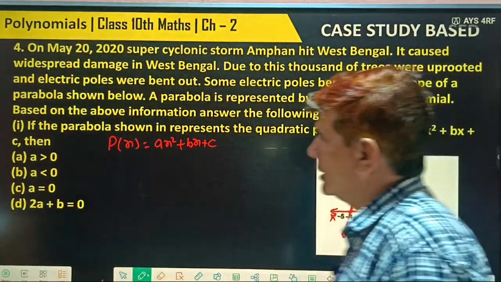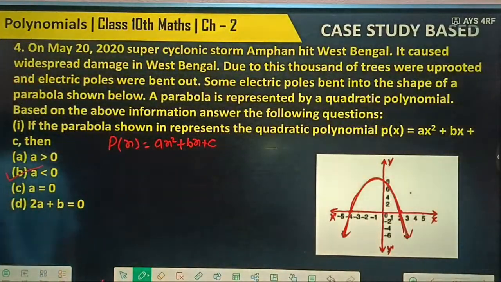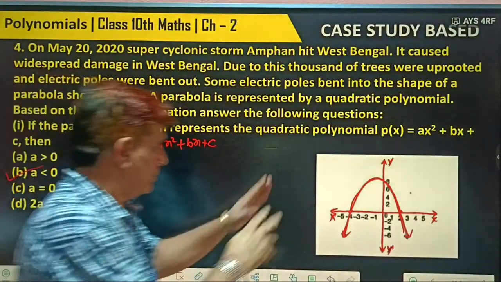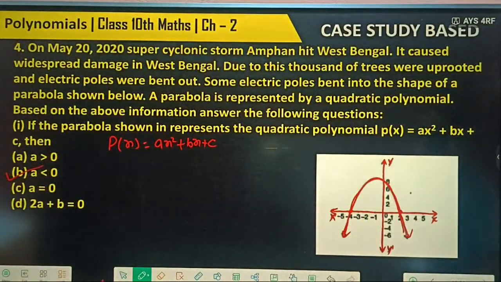So definitely a is less than 0. So what's your answer? If it is upwards, a is positive. Yes or no?